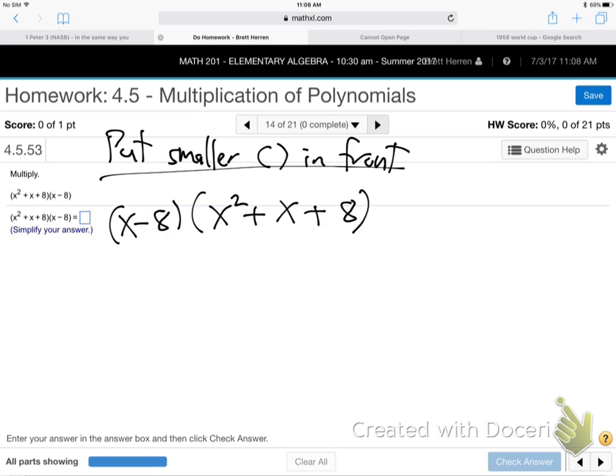So it's just a lot of work. Can you crank through that? So that x will go to all 3, and when he's done, the minus 8 will go to all 3. 6 multiplications all together.